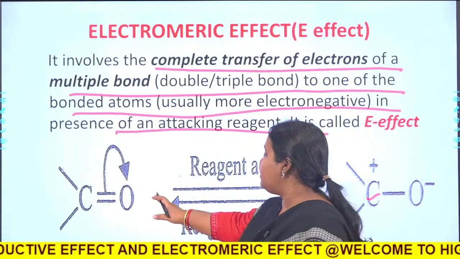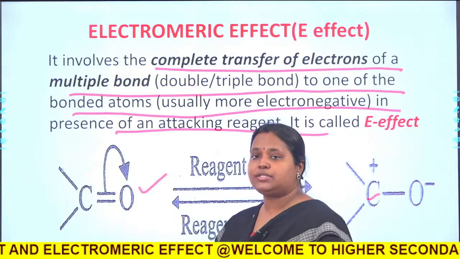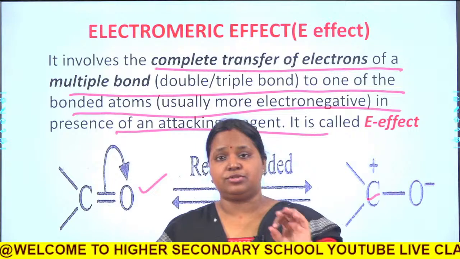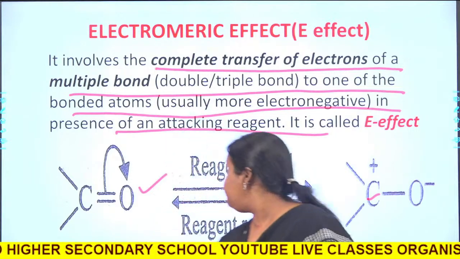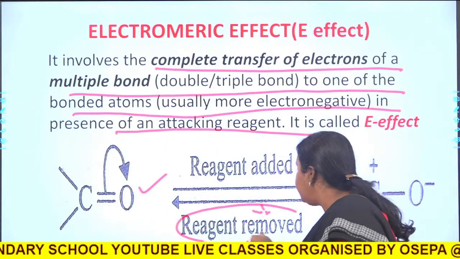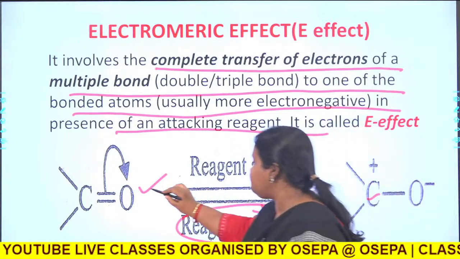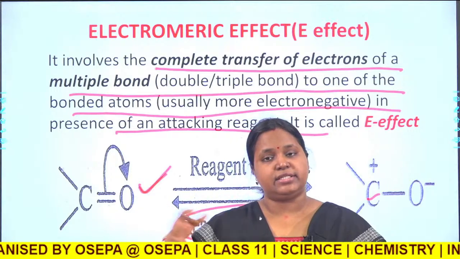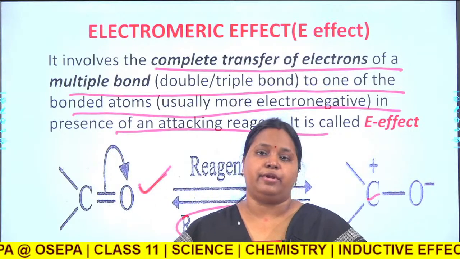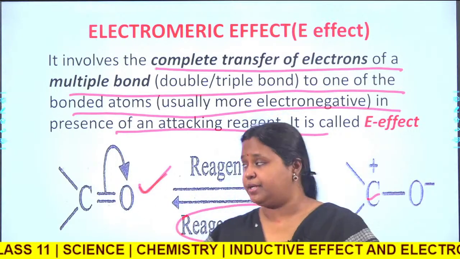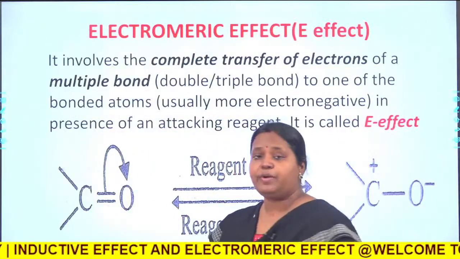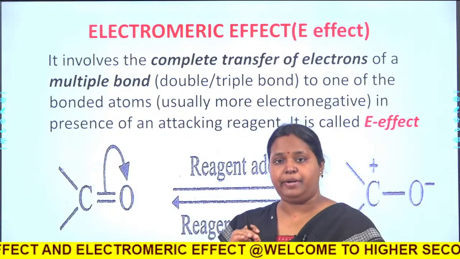So the pi electron is usually transferred towards the more electronegative atom, and this is a temporary effect, because as soon as you remove the reagent, it comes back to its original state and becomes the carbonyl group again. So it's a temporary effect. This effect is actually called the electromeric effect and it is denoted by capital E.